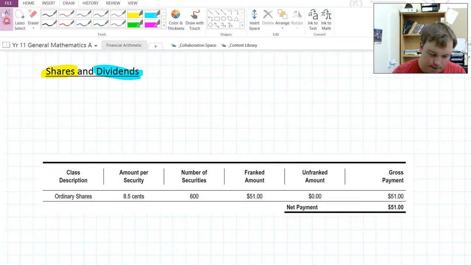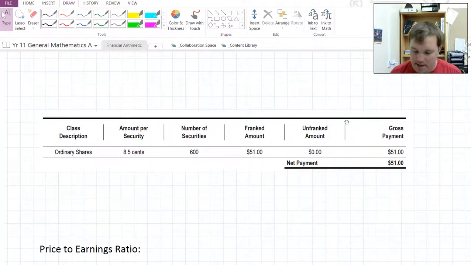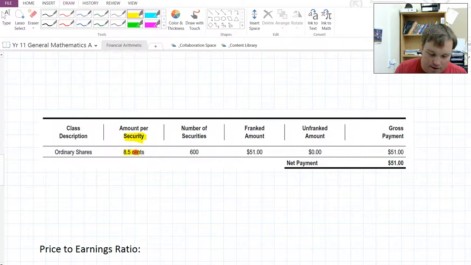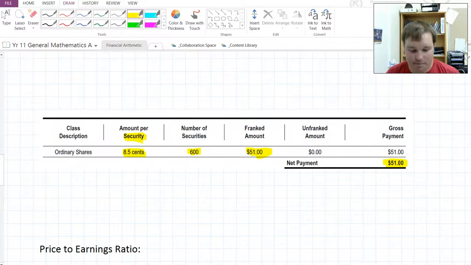And what it looks like is this. This is a cutout of a share statement I received not long ago. When it says security, it means share. For every share I owned, the company paid 8.5 cents. Oh joy. I owned 600 of them, and accordingly, I got $51. The reason it's not very much is because I didn't own many shares. But that there is the dividend payment.